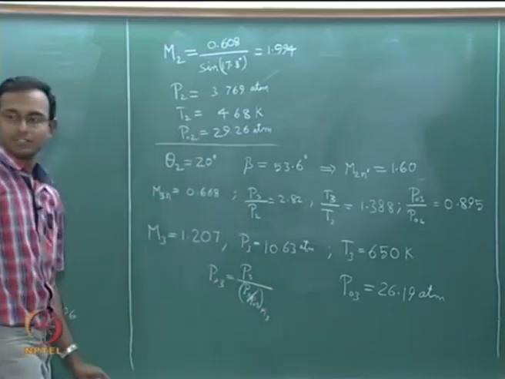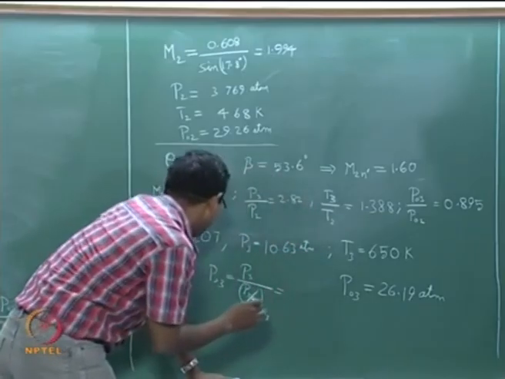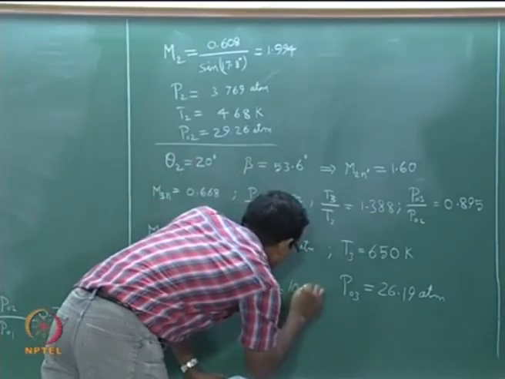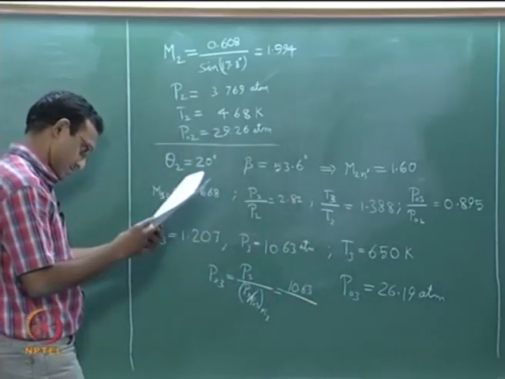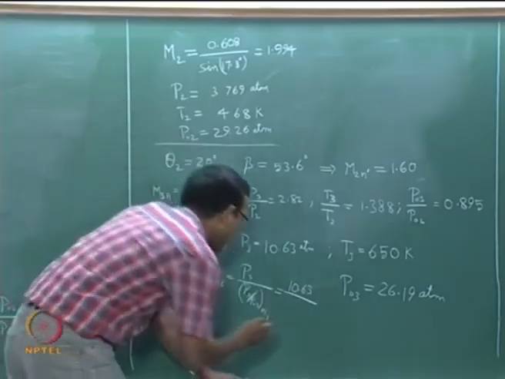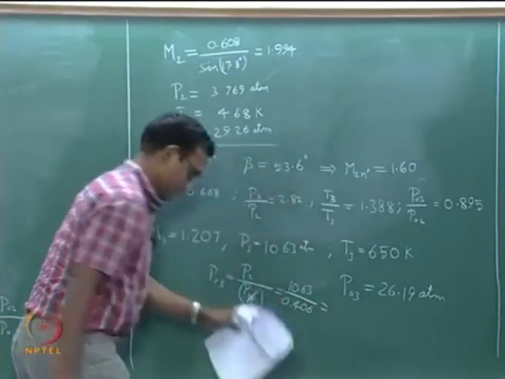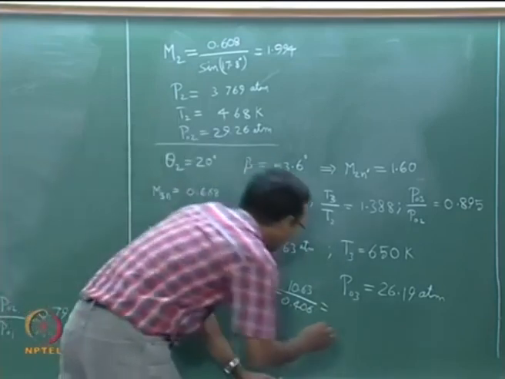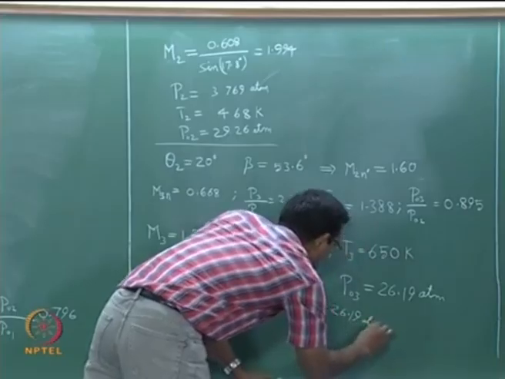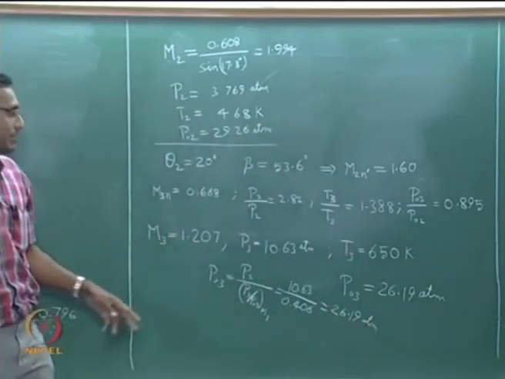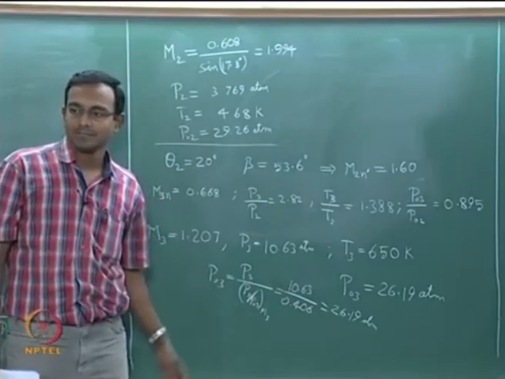If I do this, that number, oh yeah, 10.63 divided by, I am going at an angle, ignore that for now, divided by 0.406, and this number comes out to be exactly 26.19 atmospheres. Okay. I had two ways of calculating P naught across the shock, and they give the same answer.